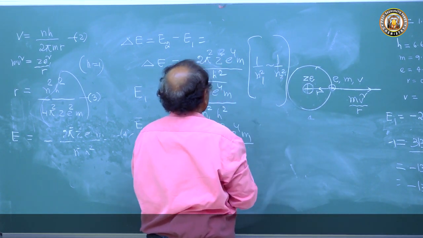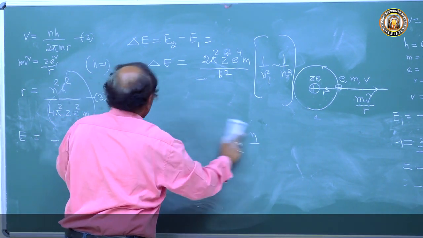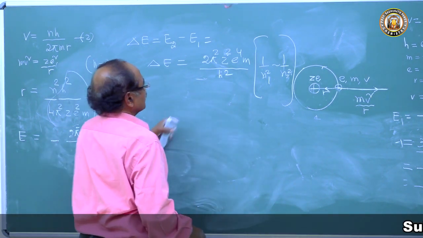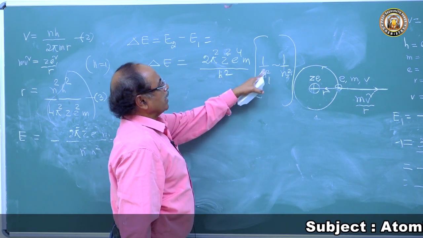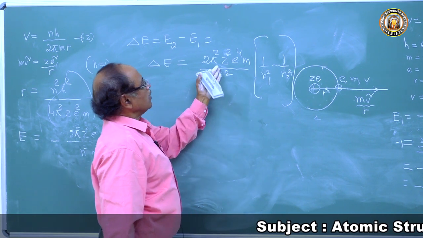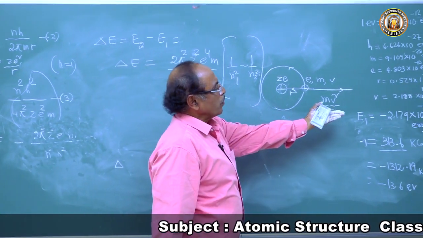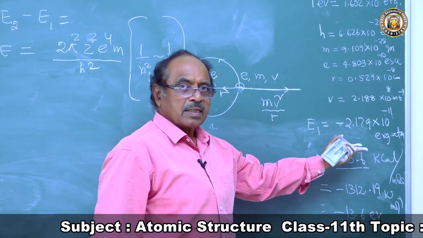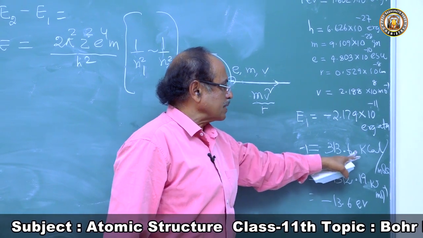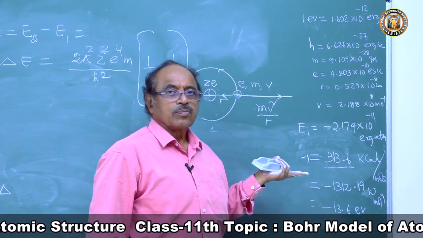So this is a general equation you got, that delta E is this equation 5. 2 pi square z square e fourth m by h square, 1 by n1 square minus 1 by n2 square. So these are constant. This constant value is how much? That value is 2.179 into 10 to the power minus 11 erg, or 313.6 kilocalories, or 13.6 electron volt.